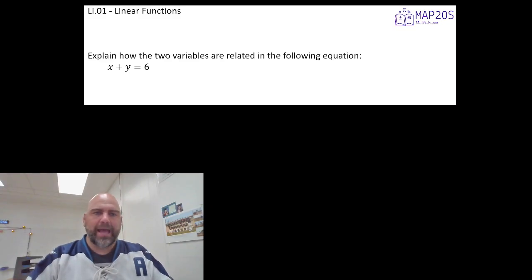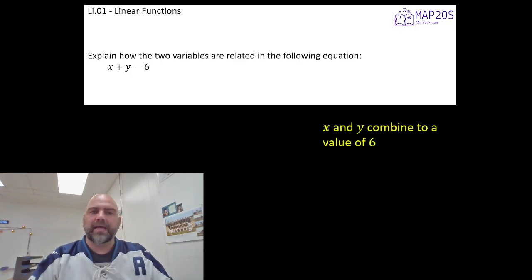So we have the equation x plus y is equal to 6. And I'm asking you to explain how the two variables are related in this equation. Well, there's always a relationship between two variables in a linear equation or any equation really, and it's represented by the operations that are used and the numbers that are there as well. In this case, we are adding the two together, so we have x plus y, and so what it means is that they combine or add to get 6. So any combination of x and y is going to have to add to get 6.